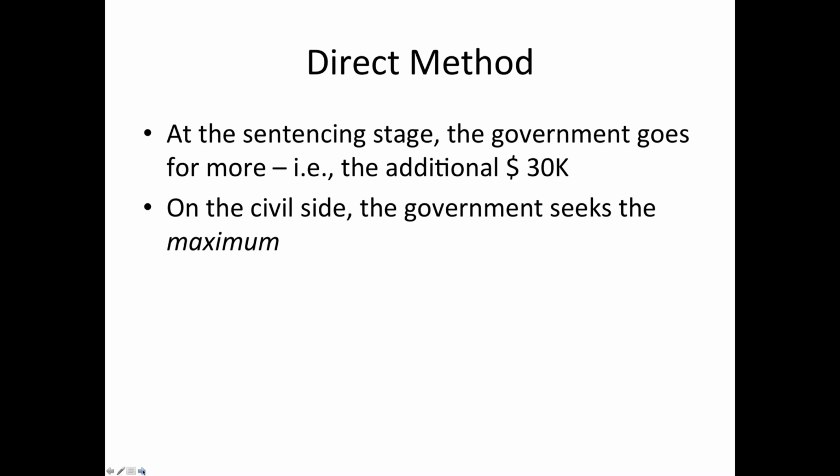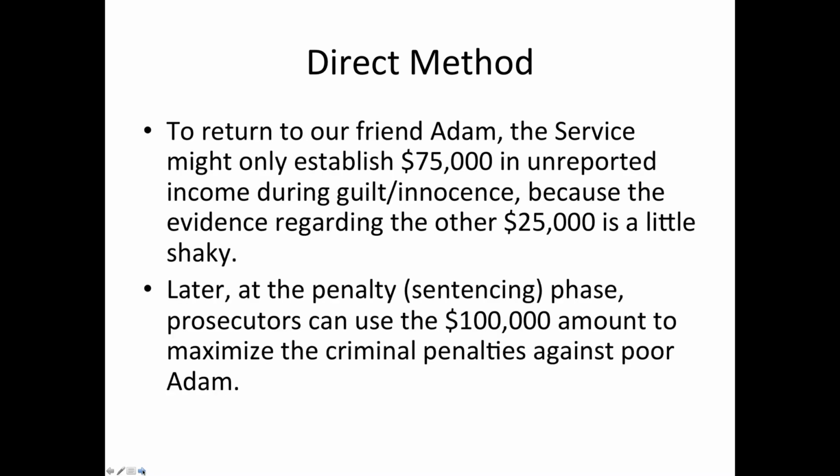is even less. To return to our friend Adam, the service might only establish $75,000 in unreported income during guilt or innocence, because the evidence regarding the other $25,000 is a little shaky. Later, at the penalty phase, prosecutors can use the entire amount to maximize the criminal penalties against poor Adam. And as unfair as this might seem, it's completely permissible under the sentencing guidelines.